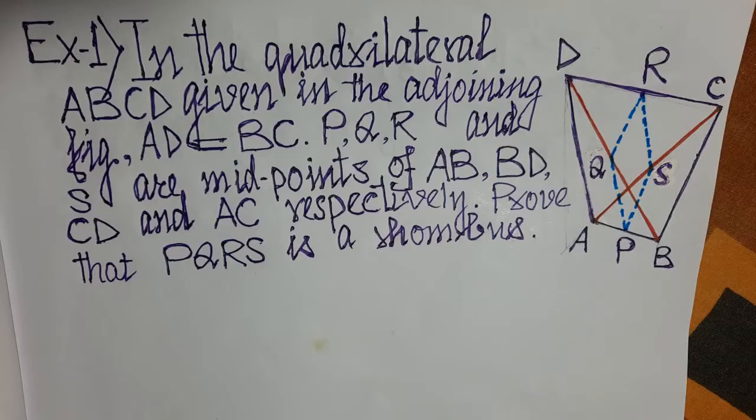Exercise 1. In the quadrilateral ABCD given in the adjoining figure, AD is equal to BC. P, Q, R and S are midpoints of AB, BD, CD and AC respectively. Prove that PQRS is a rhombus.